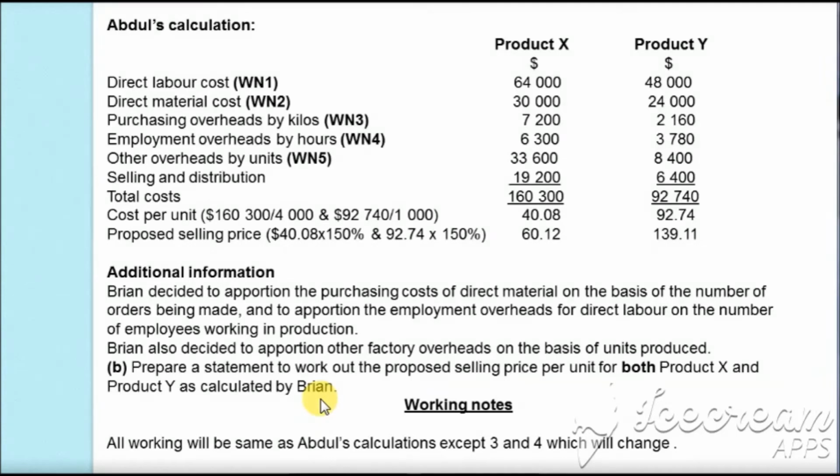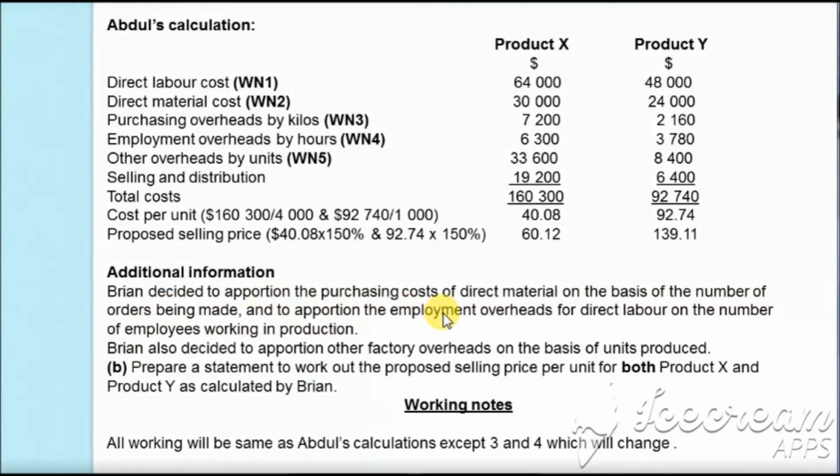Now we are asked to do the calculation for Brian. All the other things remain the same. That is, the direct labor cost which we have calculated for Abdul will remain the same. The direct material cost which we have calculated for Abdul will remain the same. But here the purchasing overhead is calculated differently by Brian. That is, he is apportioning it on the basis of the number of orders. There it was on the basis of the kilos of direct material purchased. Here it is on the basis of number of orders made.